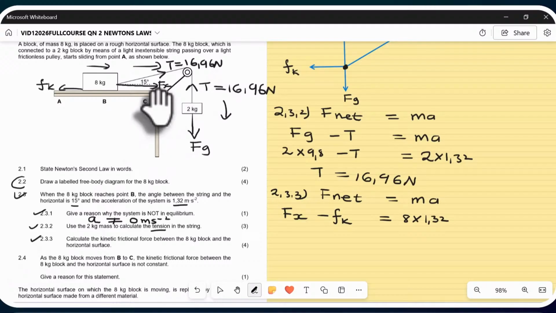What do you get? Final answer here for my frictional force. This is 8 times 1,32. On my calculator, my frictional force Fk becomes 5,82 newtons.